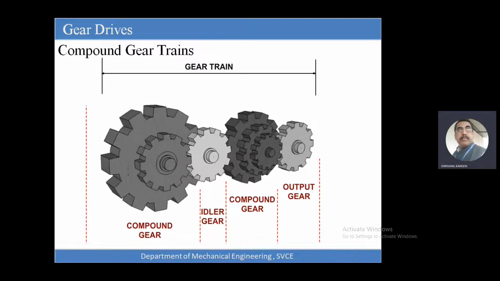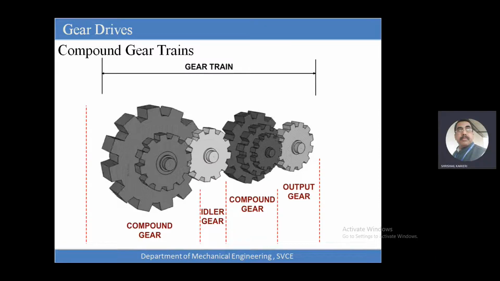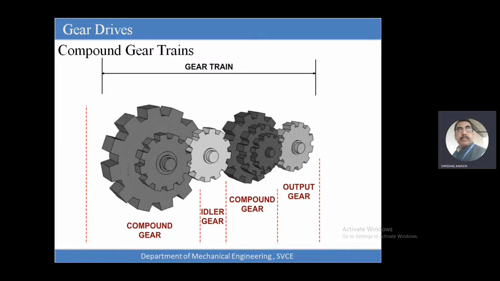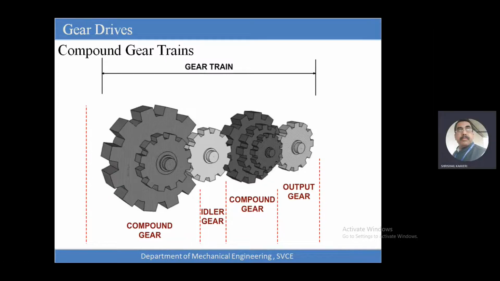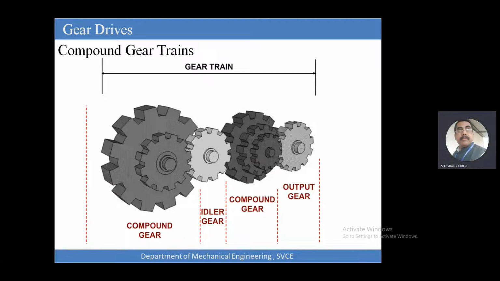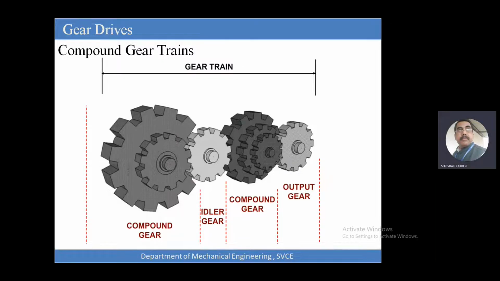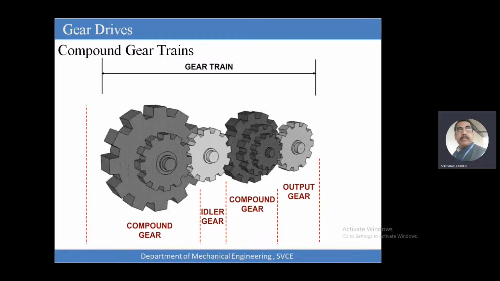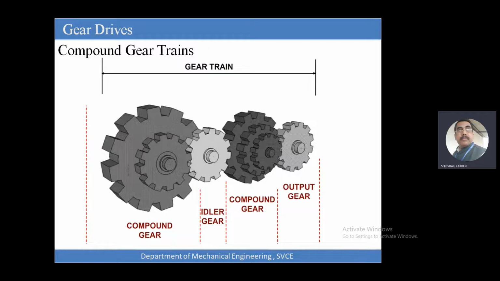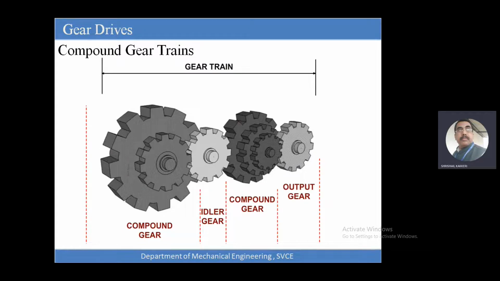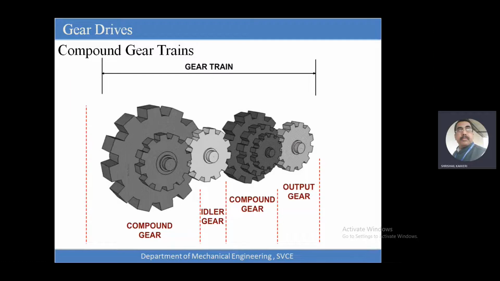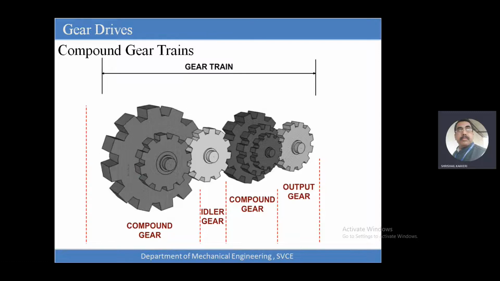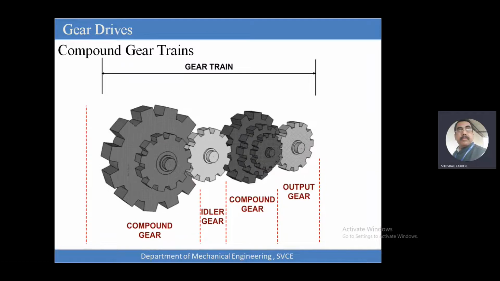N3 by N2 is equal to T2 by T3. I have taken these two equations. By looking into the meshing of gear 1 and 2, this will be the driver and this will be the driven. And the output velocity to the input velocity will be the velocity ratio, that is N2 by N1 is equal to T1 by T2. T1 and T2 are the number of teeth of the driver and the driven. That is equal to D1 by D2, that is the diameter of the driver to the diameter of the driven.